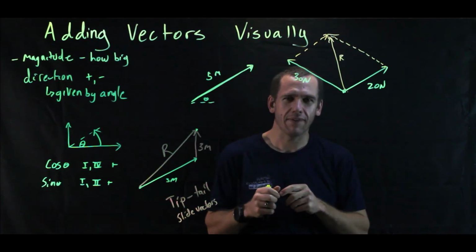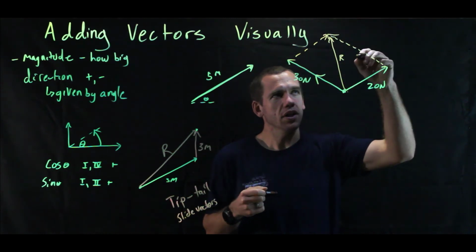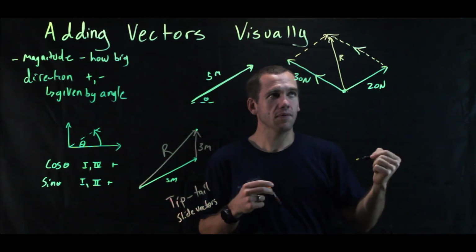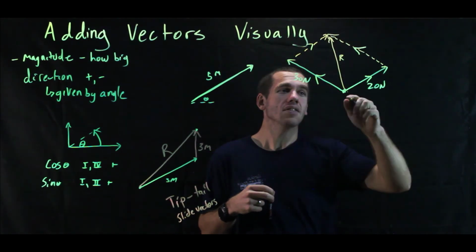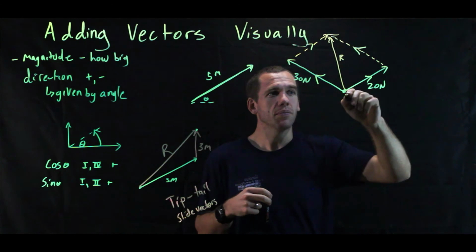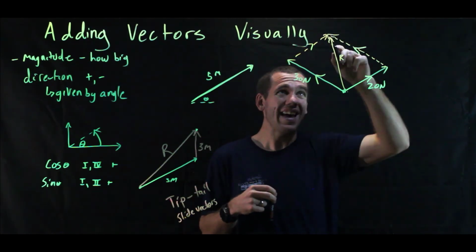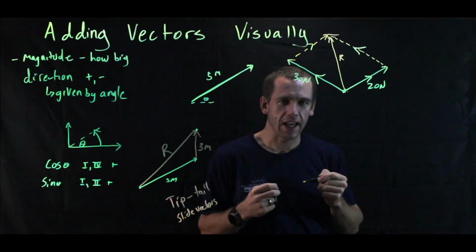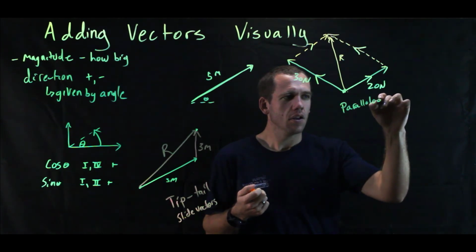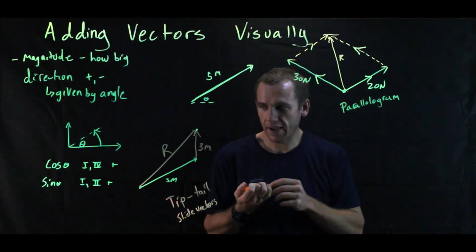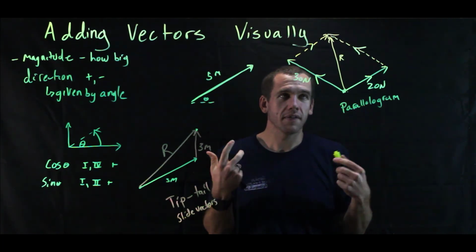And now what I actually have is a parallelogram. And so in my parallelogram, I have my 30 newton vector and my 30 newton vector that are parallel to each other, my 20 newton vector and my 20 newton vector that are parallel to each other. And so I drew that diagonal from where they originated to where they come together, and that gets me my resultant vector again. So this parallelogram method can be helpful if you have vectors that start at the same point and you're trying to visualize what the vector sum is going to be.